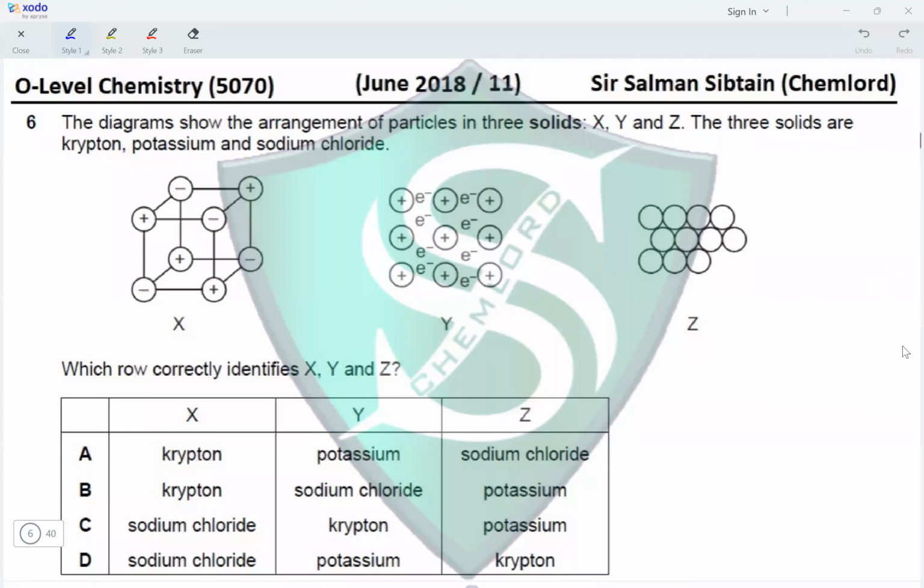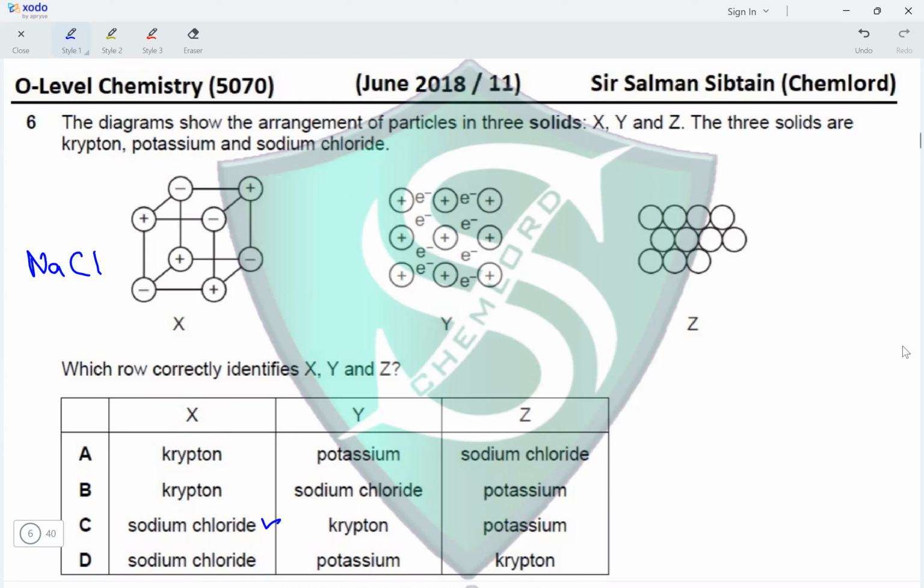Question 6. The diagram shows the arrangement of particles in three solids, X, Y, and Z. The three solids are krypton, which is the noble gas, potassium, which is the group 1 metal, and sodium chloride, which is an ionic solid. Which row correctly identifies X, Y, and Z? So X has ions present in it, making it an ionic lattice. The only ionic compound in our three solids is NaCl.